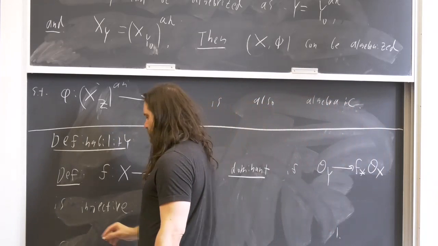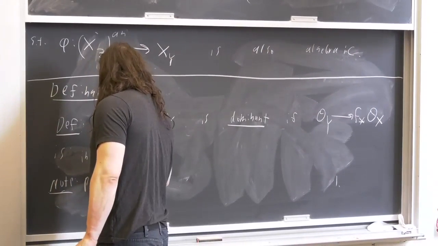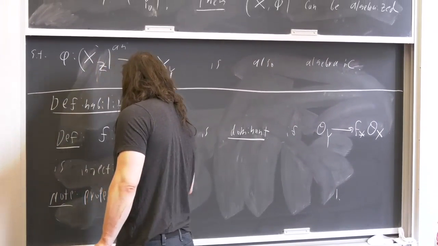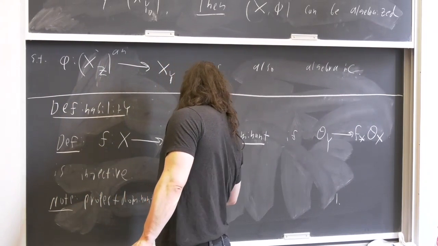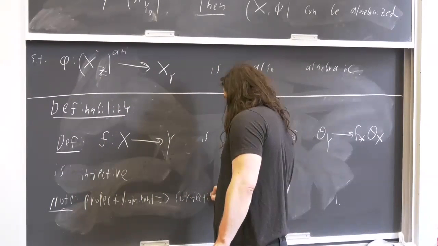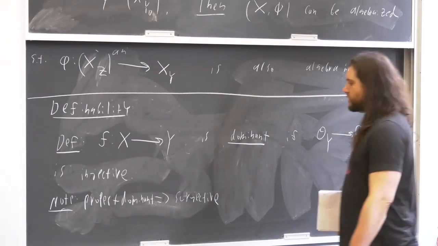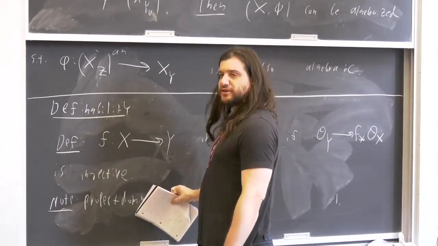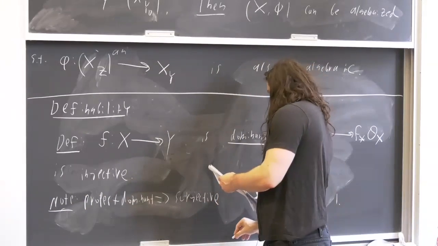So note that if you're proper and dominant, then you're surjective. Although surjective doesn't imply dominant, and you need the proper. So just a couple of examples.